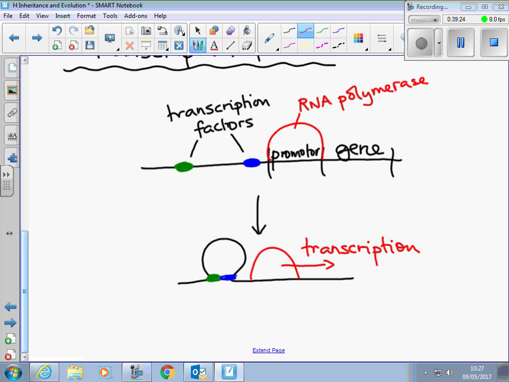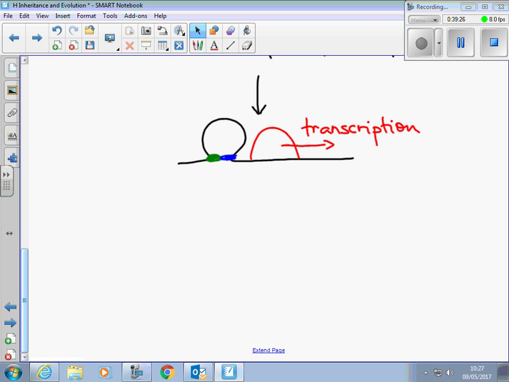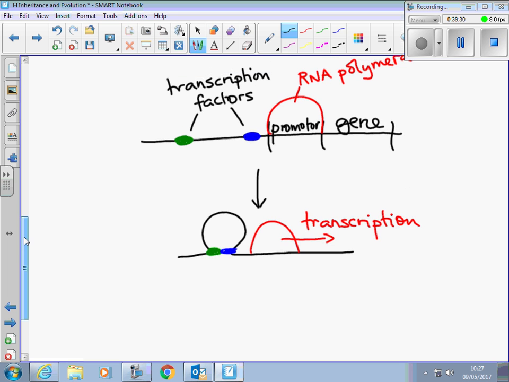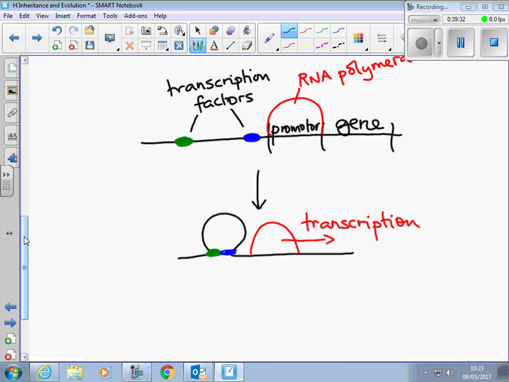Now, the example that you've got on the handout there, and the one that comes off the A-level specification, is to do with estrogen. Estrogen is a transcription factor. Well, it's not directly. It's a hormone, but it binds with a receptor in the cytoplasm to create a transcription factor. And in the human physiology unit, we did the two different types of hormones.